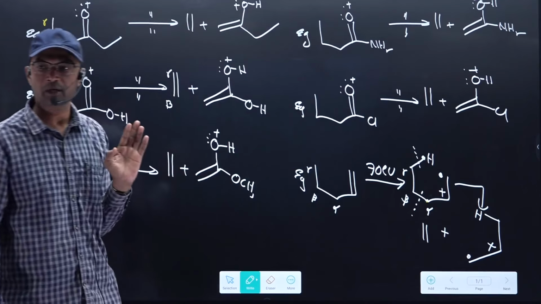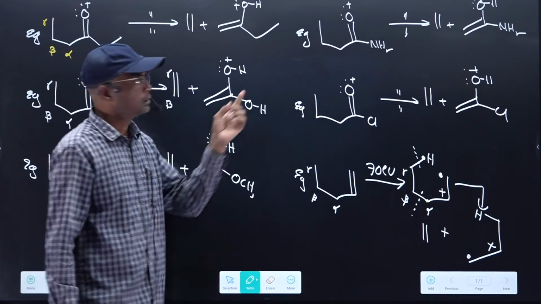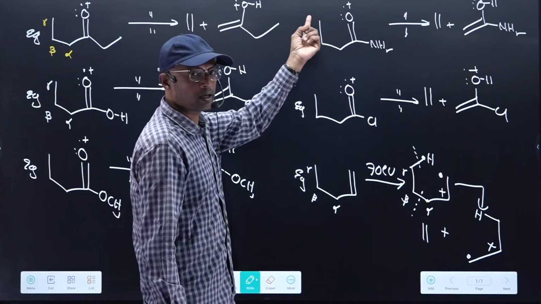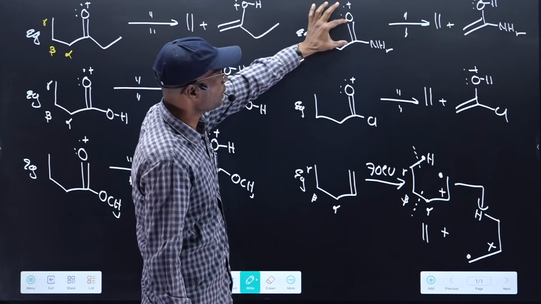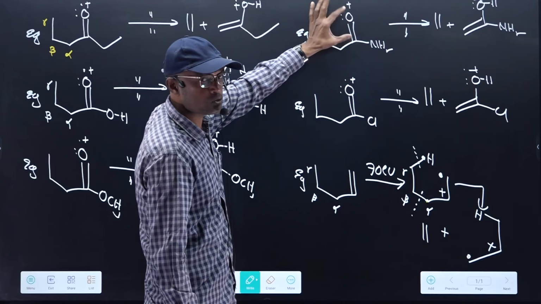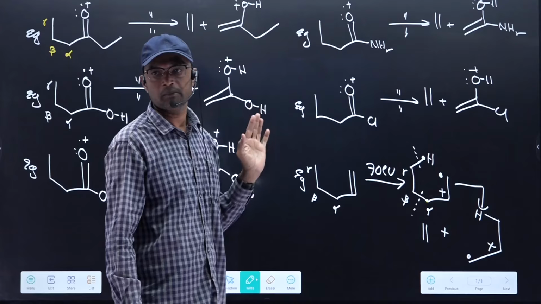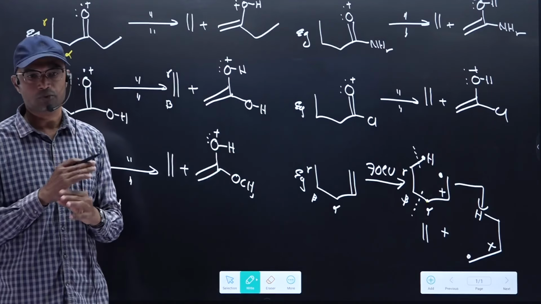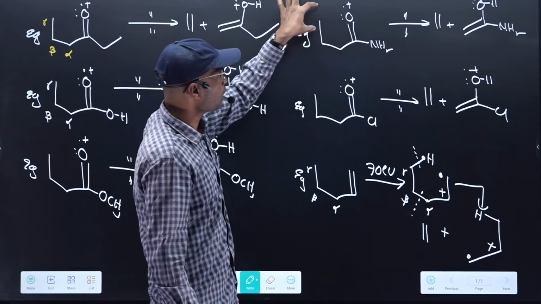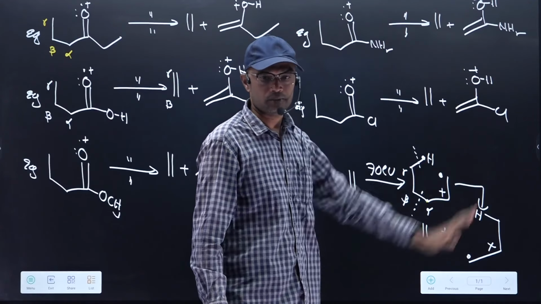What is the requirement for McLafferty? A gamma carbon is mandatory. Gamma carbon hydrogen, not only carbon, hydrogen is required. Then definitely the molecule requires unsaturation. If there is no unsaturation, no McLafferty. McLafferty is not possible if the molecule has no gamma carbon hydrogen, no unsaturation. Without unsaturation, without gamma carbon hydrogen, no reaction.